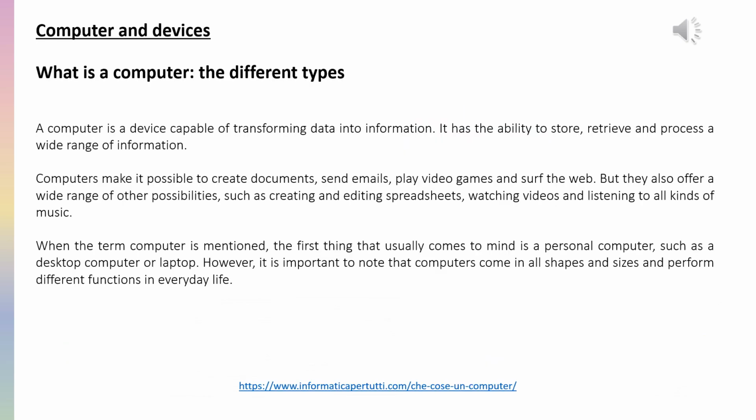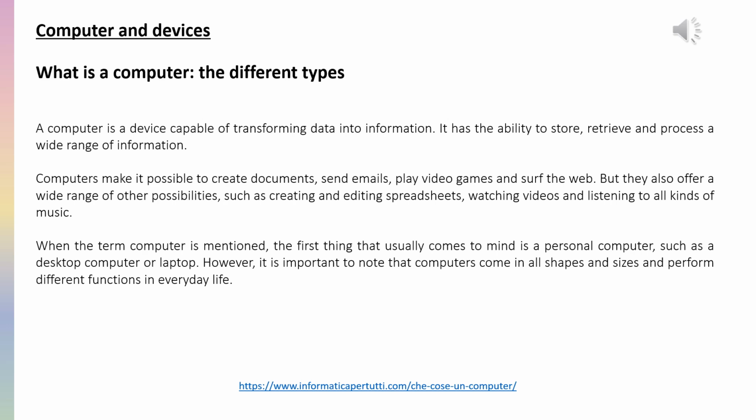What is a computer? A computer is a device capable of transforming data into information. It has the ability to store, retrieve, and process a wide range of information. Computers make it possible to create documents, send emails, play video games, and surf the web. But they also offer a wide range of other possibilities, such as creating and editing spreadsheets, watching videos, and listening to all kinds of music.